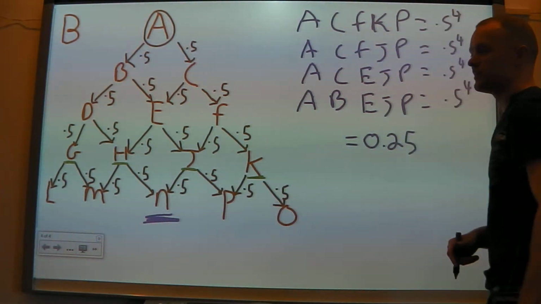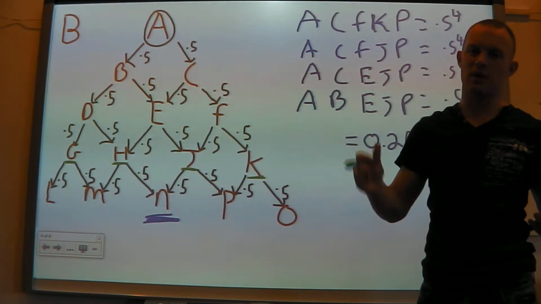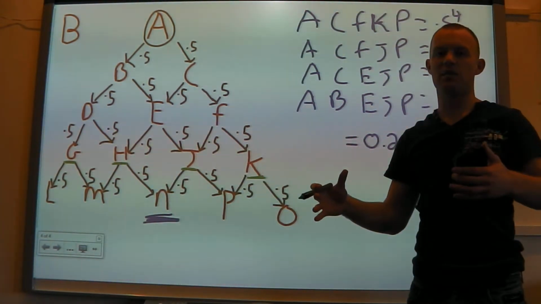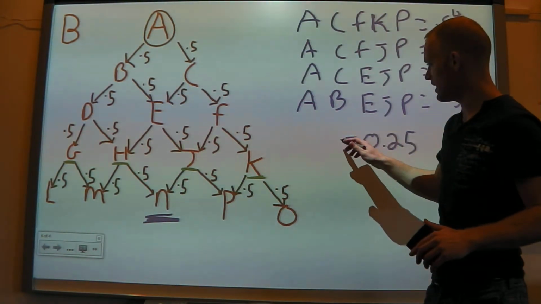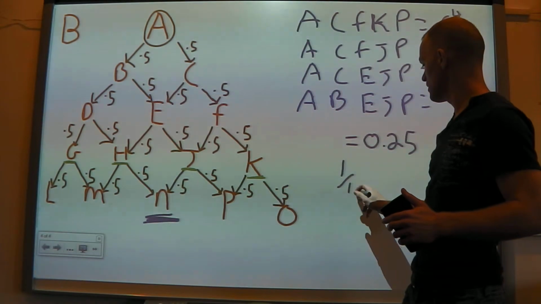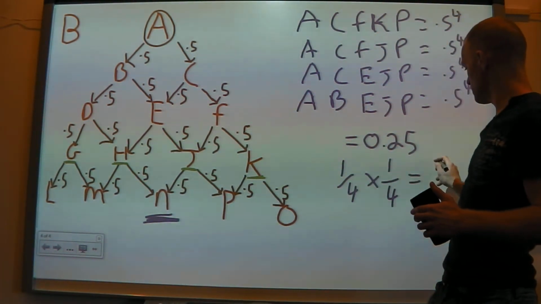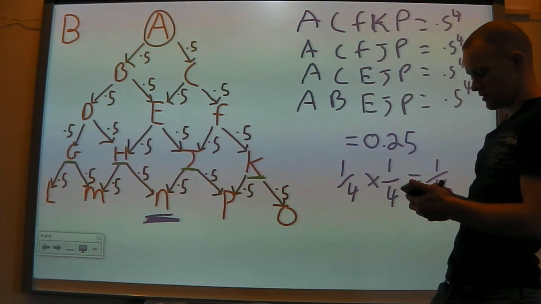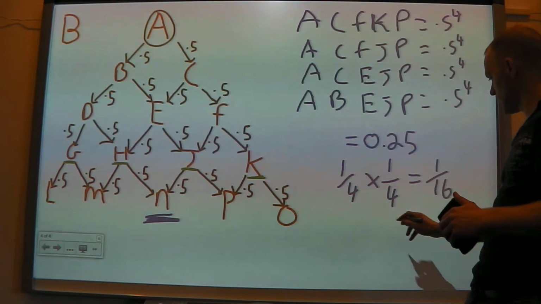And then the probability of the second ball landing in P. So basically what you're asked to do here is to find the probability of the first ball landing in P and the probability of the second ball landing in P. So you have to multiply them here. So it's basically a quarter times a quarter, which is equal to 1 over 16. Or to write that in decimal form, I'm not sure if you ask for decimal form, 0.0625.